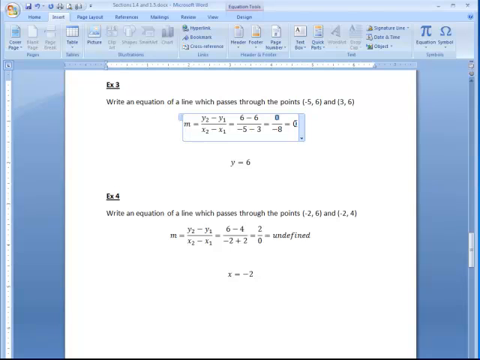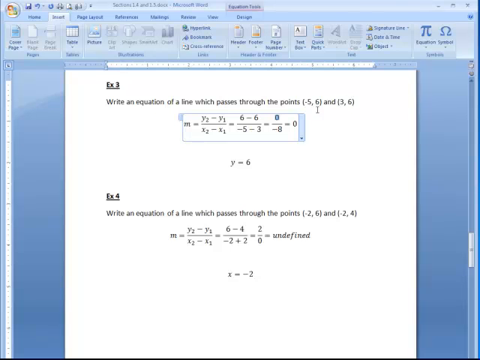If you remember, a line with a slope of 0 is a horizontal line. And by definition, a horizontal line has a formula, y equals a constant. Well, what's that constant? Look at our 2 points, -5, 6 and 3, 6. Their y values are the same.